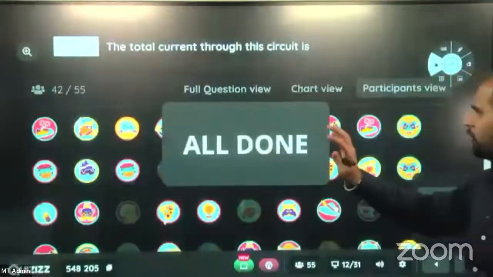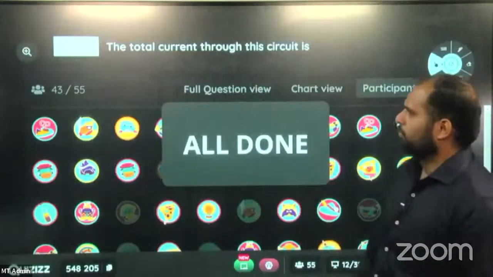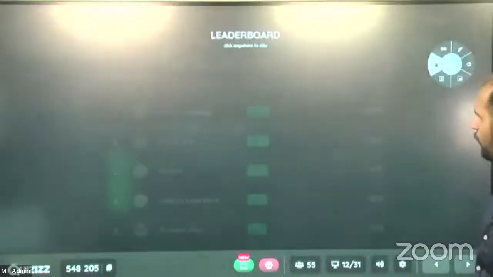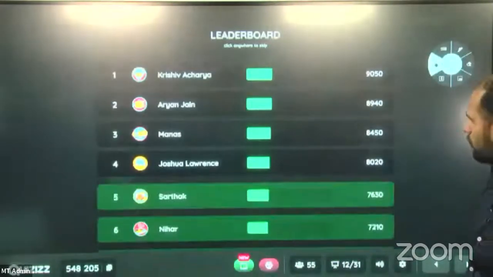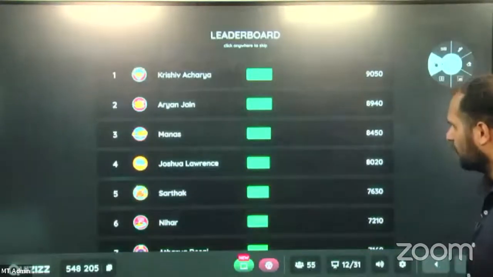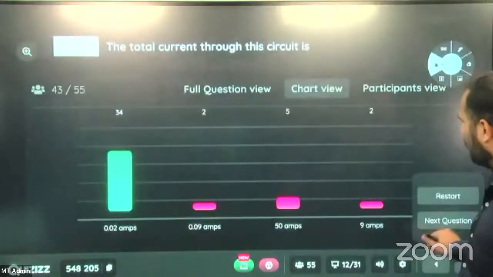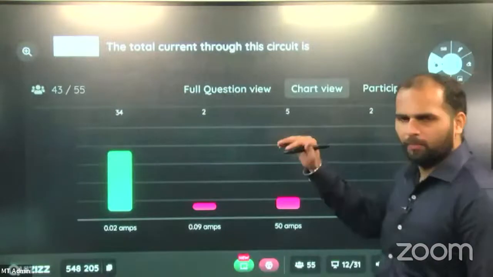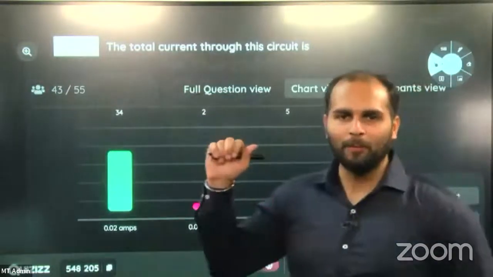And now I guess this should be a correct answer for the maximum. Those students who want to go from the bottom part to the upper part, the leaderboard is yours, all yours. Yes, Sarthak Nihar has taken the advantage of this question. And again, the answer was very clear. Still there are some of my students who have opted for a wrong answer.